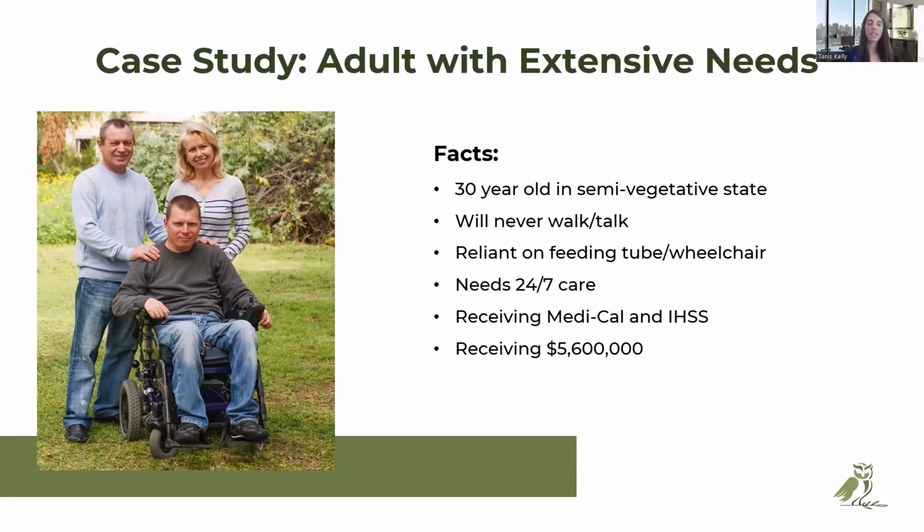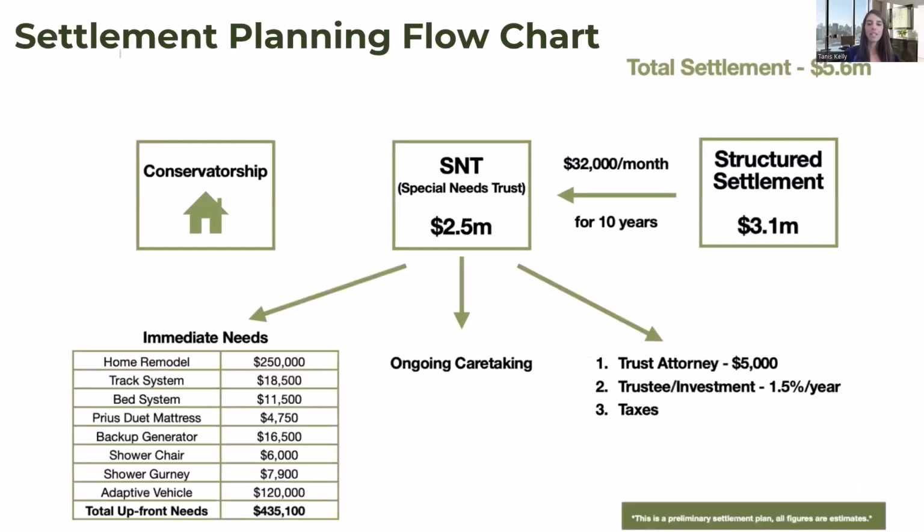So this is a case where we have an adult with extensive needs and no capacity. This is a 30-year-old in a semi-vegetative state. They will never walk or talk. They're reliant on a feeding tube. They are largely bedbound, occasionally in a wheelchair, 24/7 care, receiving Medi-Cal in-home support, and they're anticipating a net of 5.6 million. In a case like this, we're looking at what are the options, number one, and what are the immediate needs, the ongoing needs, and the ongoing expenses.